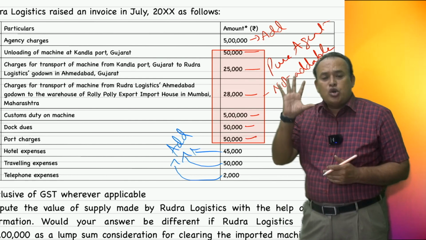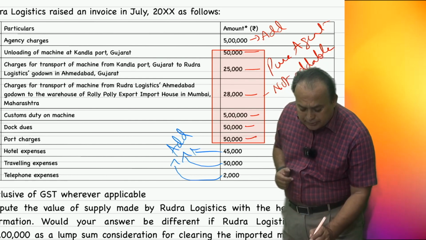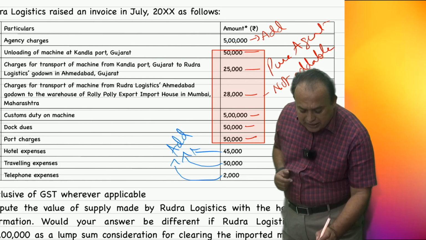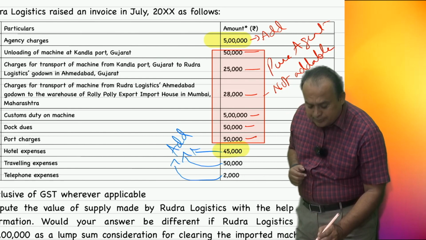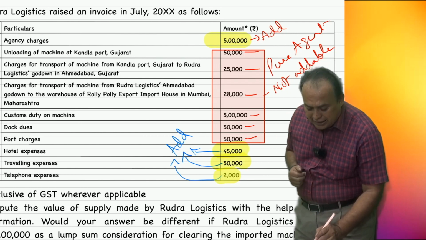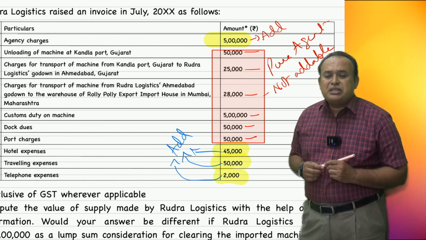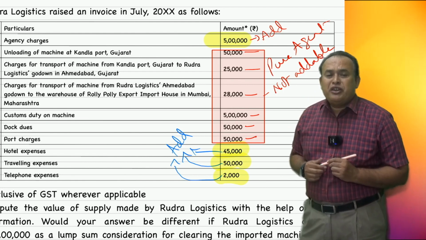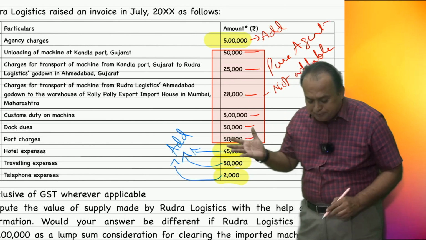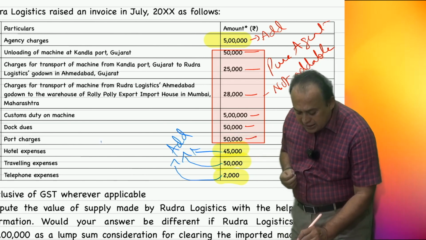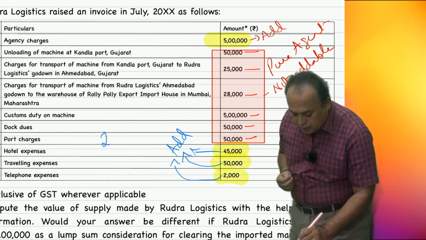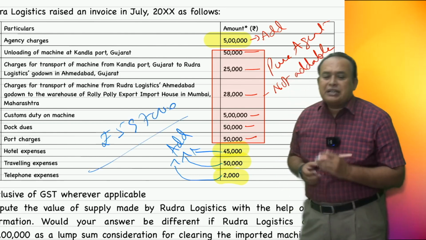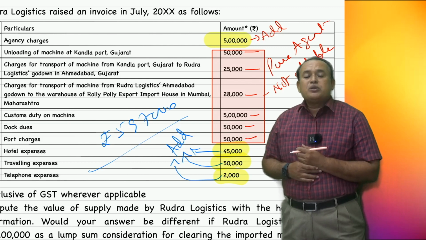Therefore, in the given total, here 5 lakhs is my agency services, my gross income, followed by additional expenditure incurred and reimbursed: 45,000, 50,000 and 2,000. So, agency charges plus hotel charges plus traveling charges plus telephone charges. Total how much comes in? 5,97,000. 5 lakh 97,000 is the value of taxable supply in the given case for Rudra Logistics, who is the supplier.